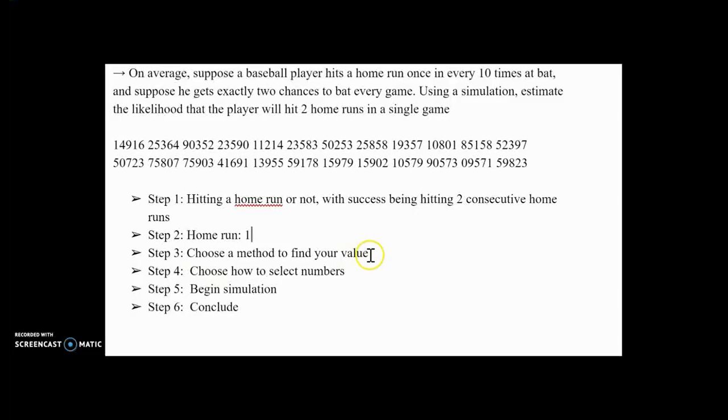The next is choosing a method to find your value. In this case, they've given me my method, which is the random number table given in the question. You have to state where you got the table from. You can't just say random number table because that could mean anything. The next one would be choosing how to select numbers. So I'm going to select numbers one at a time, so single digits, left to right, and I will continue going and using numbers 0 to 9.